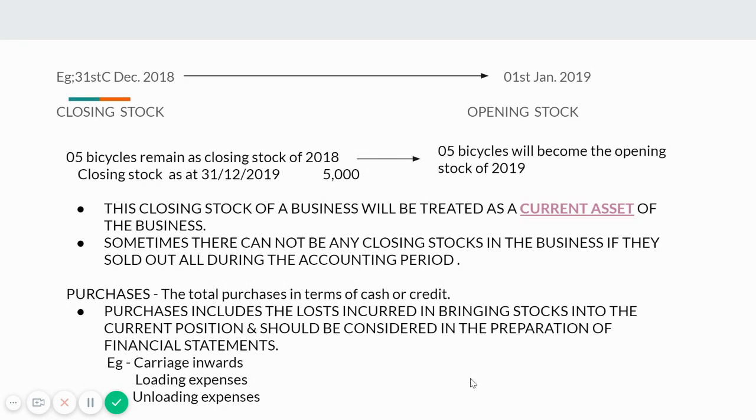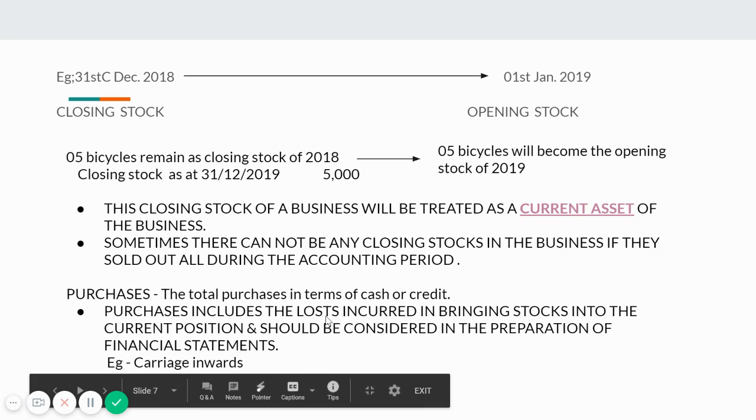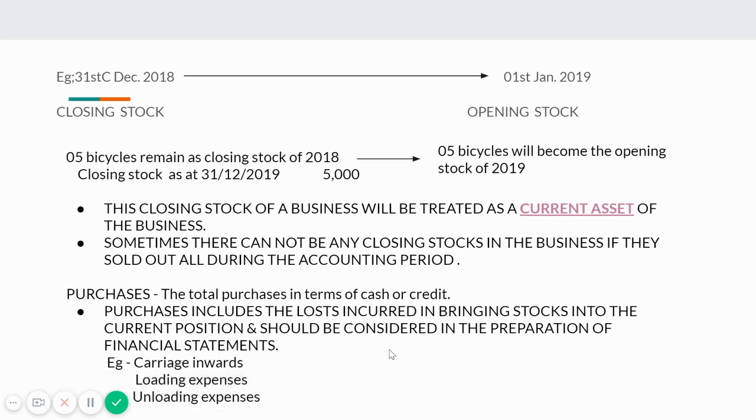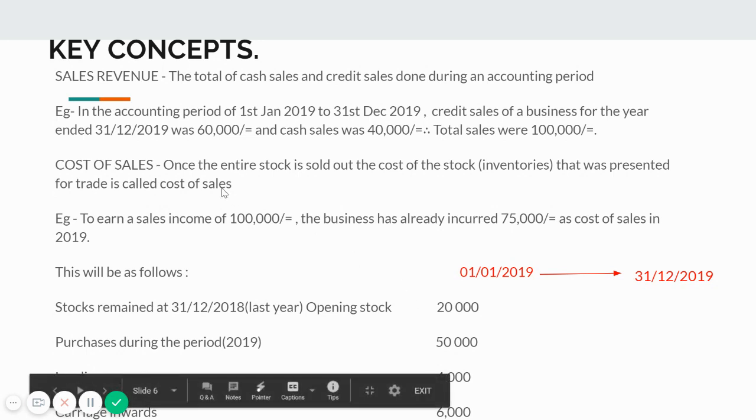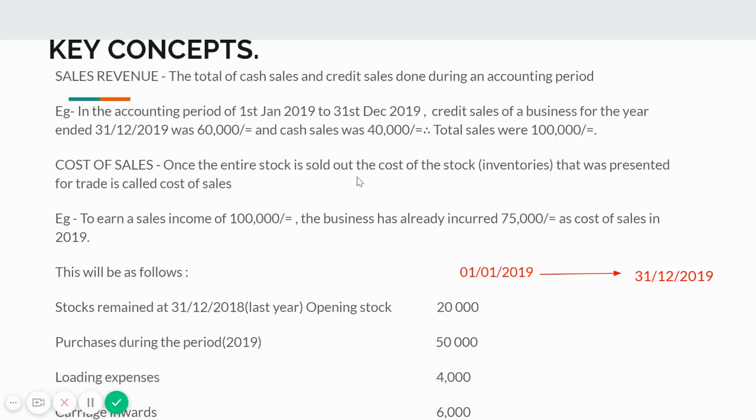Thereby these costs incurred will be treated as expenses and we'll be considering them in the preparation of cost of sales. So cost of sales, once the entire stock is sold out, is the cost of stocks that was presented for trade. Only the stock that was presented for trade must be considered.